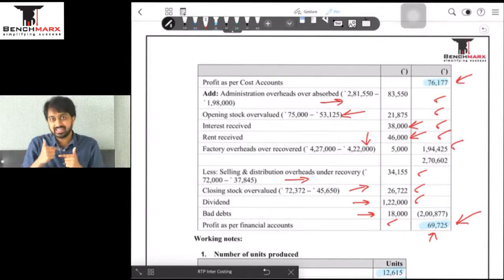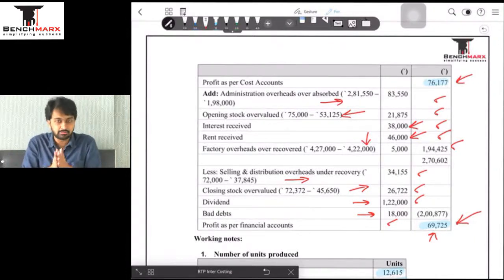Bottom line, if because of an adjustment the profits are lesser in wherever you are going, then you do less. If the profits are more in wherever you are going, then you do add. We are only traveling from one profit to another, so depending on that you have to do add or less. Right. We are not doing any rectification, we are not passing any entry in any books of accounts.